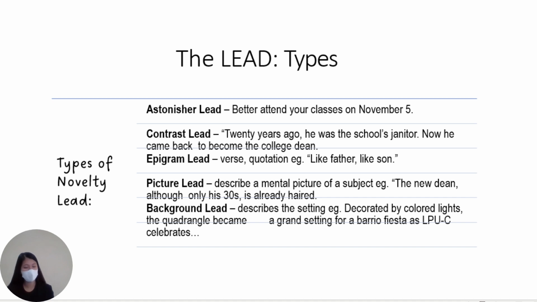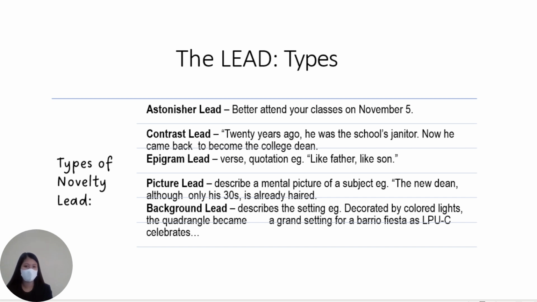Epigram, it's a quotation. For example, like father, like son. You begin your article with any quotation, and that becomes another type of lead that is called novelty lead. Another one is picture lead. For example, you'll be describing a mental picture. The new dean, although only in his 30s, is already haired. So it appears like you are creating a picture that would describe the subject in your article.